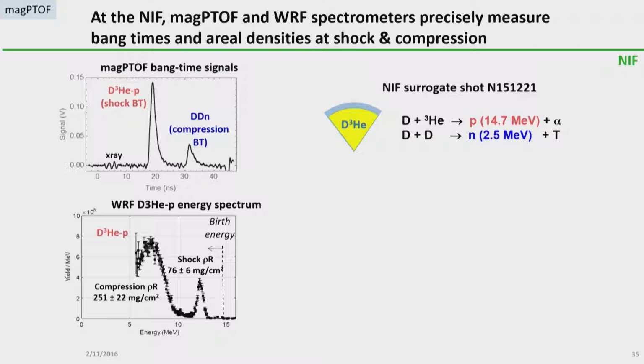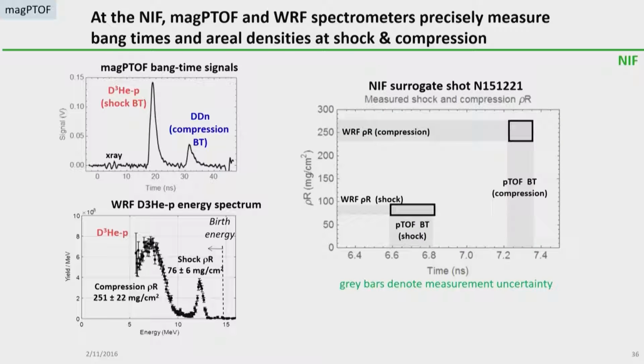And we also talked about the proton spectrum measured by WRF, which gives you the shock areal density and the compression areal density. And now we can combine both of these diagnostics and their information, because now not only do we know what the shock and the compression ρr is, we also know at what time that is. And so we can put the ρr on an absolute time scale, which is what we have done here.